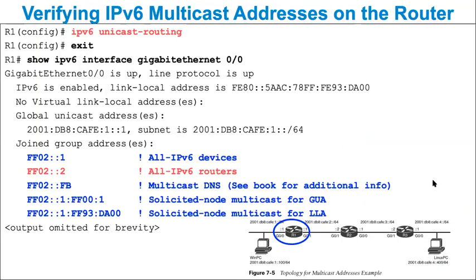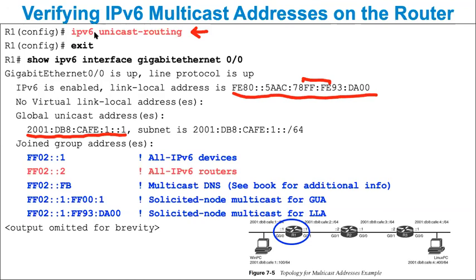Okay, so let's verify the IPv6 multicast addresses on a router. First of all, notice I've used this IPv6 unicast routing command. I can configure a router with a global unicast address, which gives it a link local address by default, and here it created one by itself automatically. You can see the FFFE, so it used EUI-64. I can create a global unicast address and have a link local address without being an IPv6 router, but I can't do any routing.